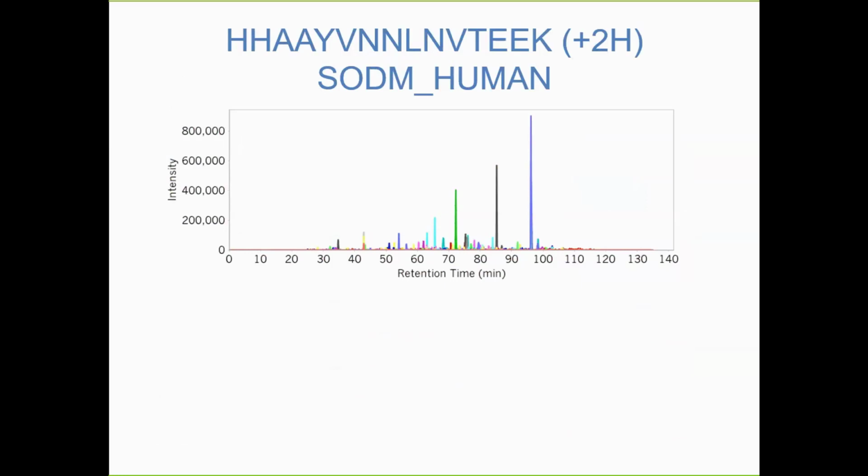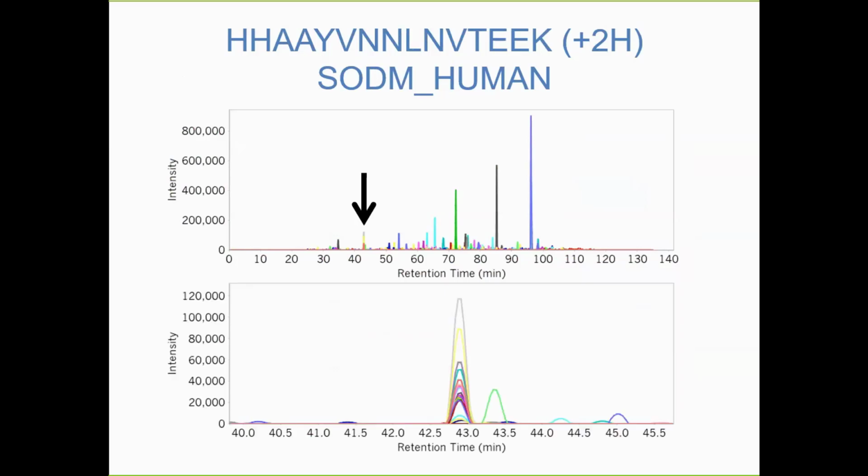So this is a particular peptide from superoxide dismutase in humans, extracted. All of the fragment ions have been extracted over the entire retention time, so from 0 to 135 minutes. And so it's pretty hard to tell which peak here represents the right peptide. But it's this one right here.